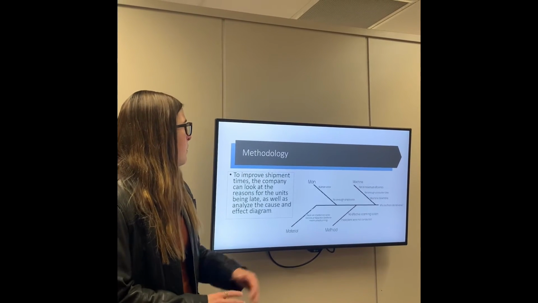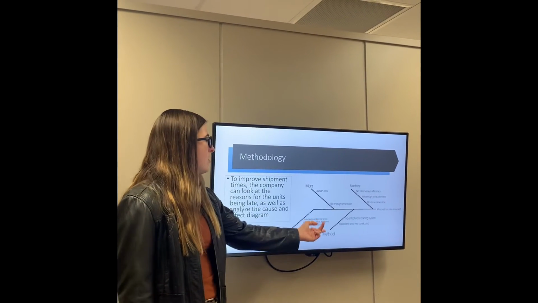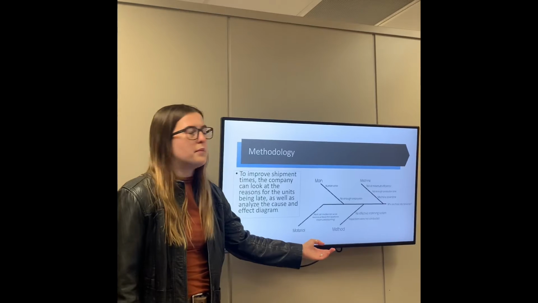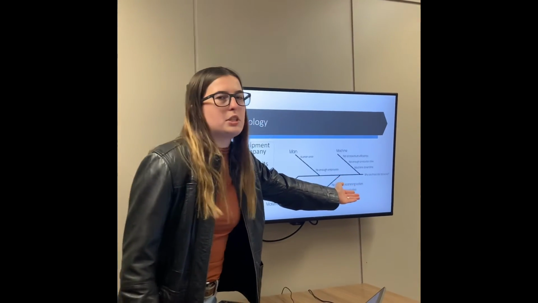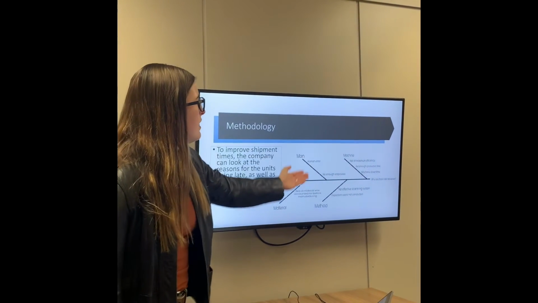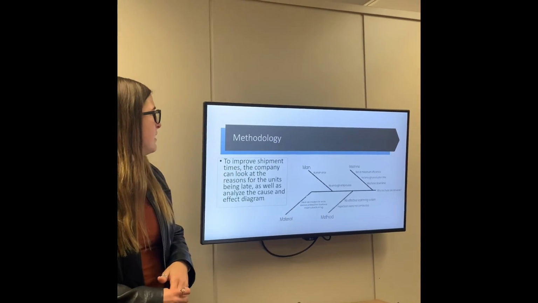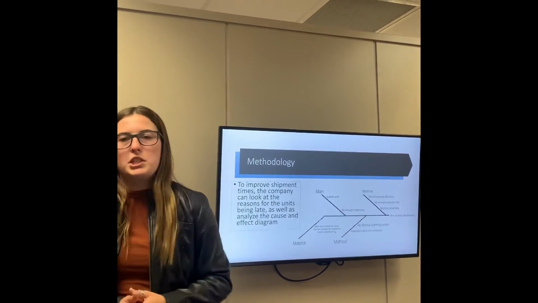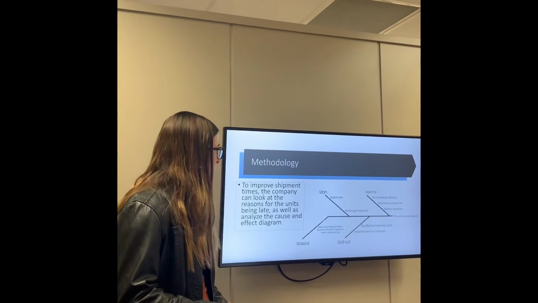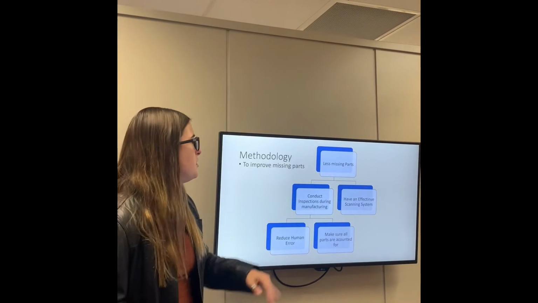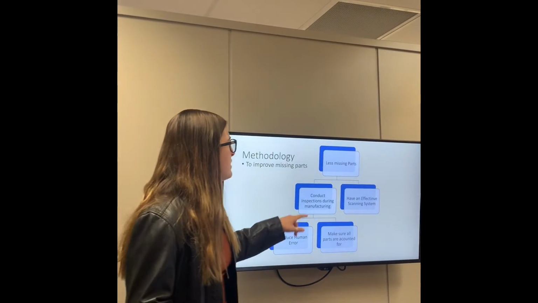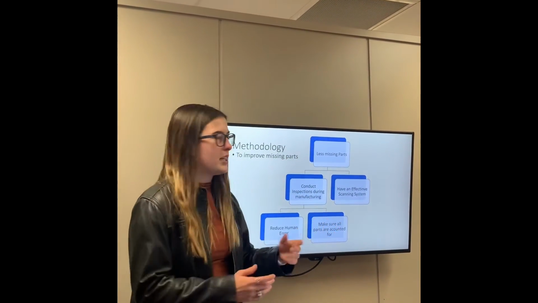So when we look at our methodology, we can look at this cause and effect analysis diagram, and you can see that you start over here, why were there late shipment deliveries, and then you can break down each point, and that way, you can improve the shipment times overall. So when you look into the methodology, we can see that we need to improve the missing parts. So you can start at the very top, which is less missing parts, and break your way down.